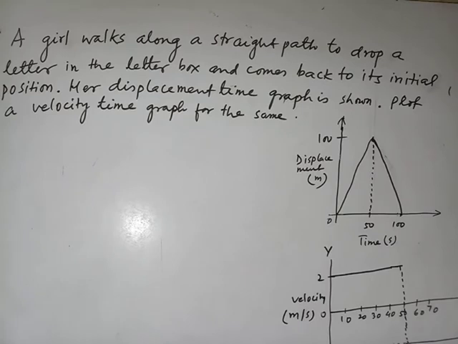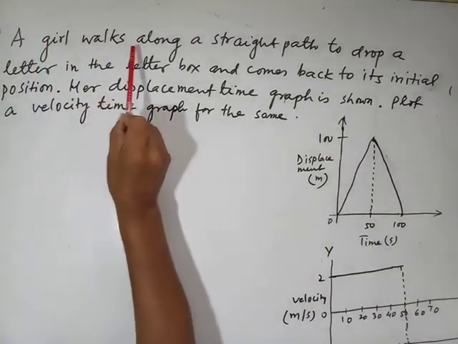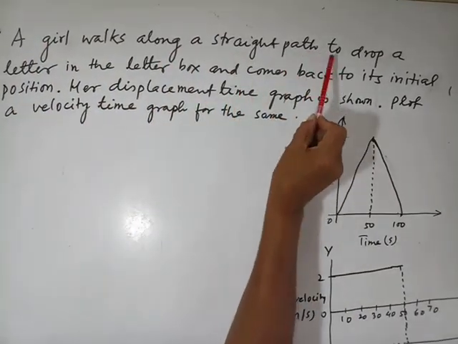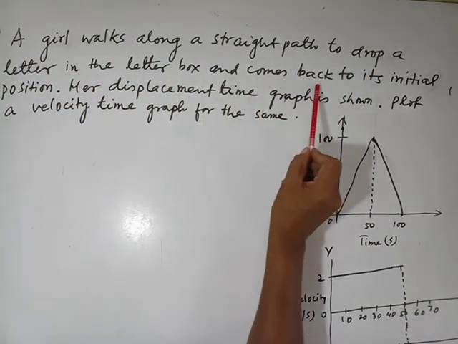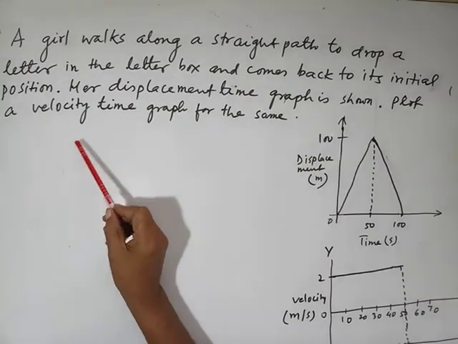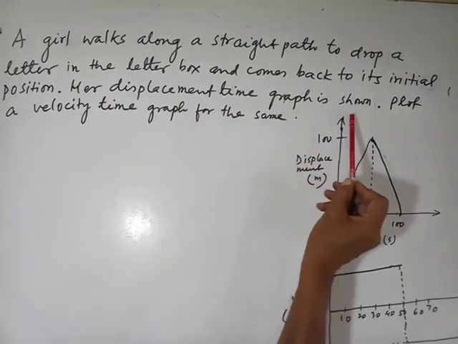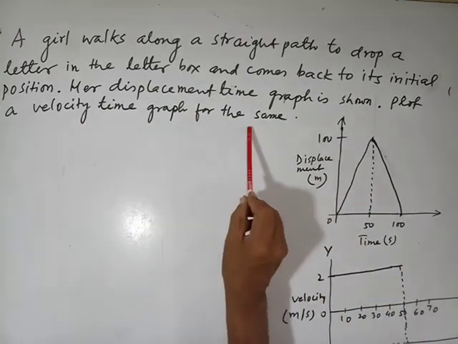Now the question is: a girl walks along a straight path to drop a letter in the letter box and comes back to her initial position. Her displacement time graph is shown here. Plot a velocity time graph for the same.